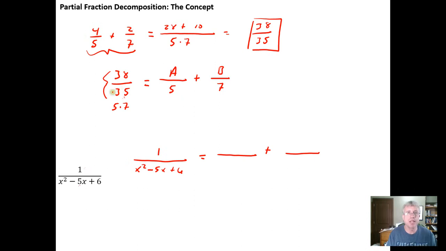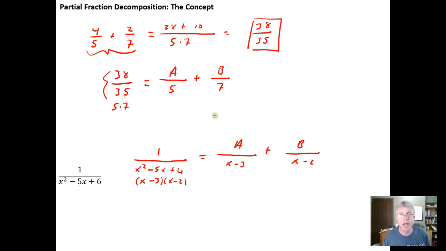You would look at the factorization of the denominator to get your possible denominators. So for example, x squared minus 5x plus 6 can be factored as x minus 3 times x minus 2. So these two factors then become the candidates for the denominators in the two ratios that we add up to get this single ratio. And then our job is to figure out what goes in the numerator.